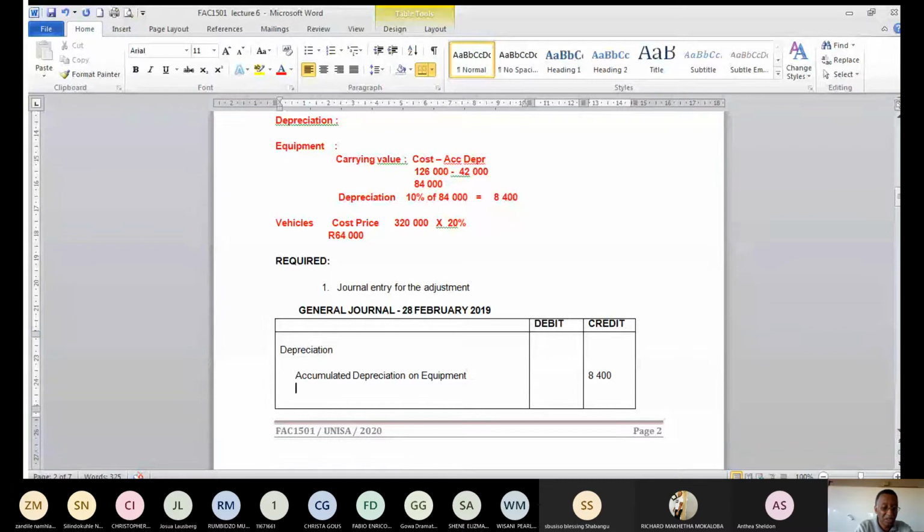You also credit your account accumulated depreciation on the vehicles, and the accumulated depreciation expense on the vehicles for the year amounted to 64,000 Rand. Your total expense, therefore, for depreciation for the financial year will be 72,400 Rand, which is 8,400 Rand for equipment and 64,000 Rand for vehicles.